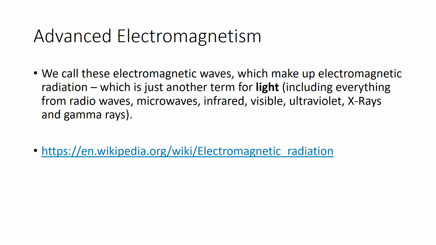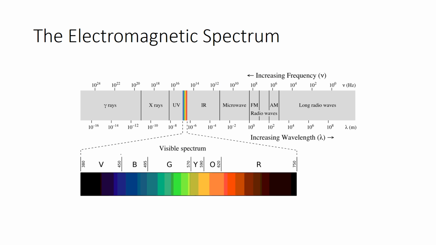Electromagnetic waves. This is what he got into when he tied it in, which makes up electromagnetic radiation, just another term for light. This includes everything from radio waves, microwaves, infrared, visible, ultraviolet, X-rays, and gamma rays. So that whole electromagnetic spectrum is all connected. This is the entire electromagnetic spectrum.